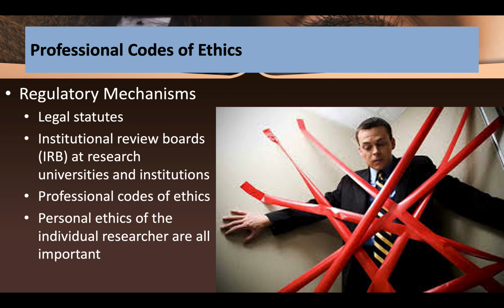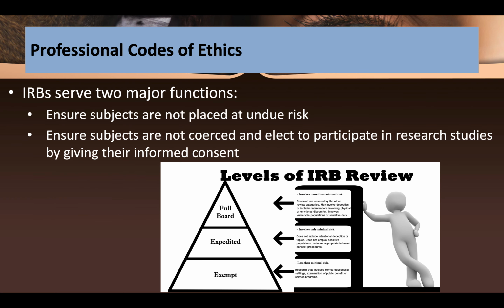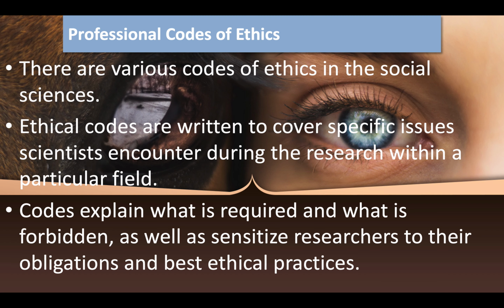Regulatory mechanisms, legal statutes, institutional review boards, IRBs at research universities and institutions, professional codes of ethics, personal ethics of the individual researcher are all important. IRBs serve two major functions. They ensure subjects are not placed at undue risk. They ensure subjects are not coerced and elect to participate in research studies by giving their informed consent.